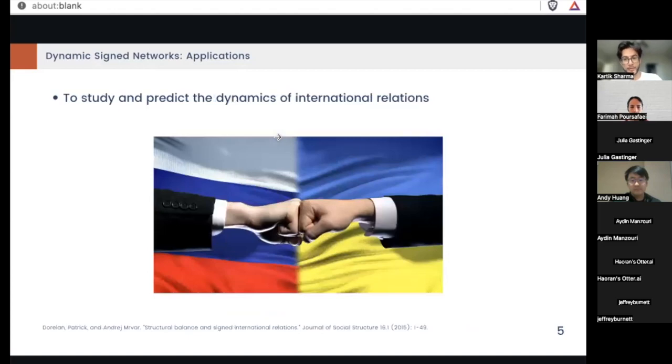And even to predict the dynamics of relationships between countries, because countries can have signed relationships as well, and these relationships evolve over time. This is a very ambitious thing, but maybe we could even predict an ongoing war well ahead of its time, if the data and the model are good enough to predict the signed relationships. Based on these applications you'll see how we can model, and there can be other applications as well.